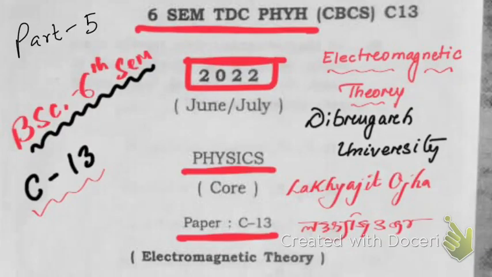Hello friends, this is part 5 of solved question paper 6 semester paper C-13 Electromagnetic Theory Physics 2022 Dibrugarh University.